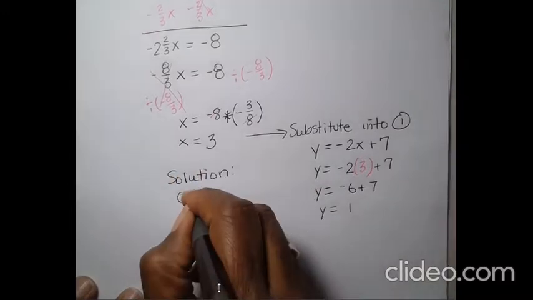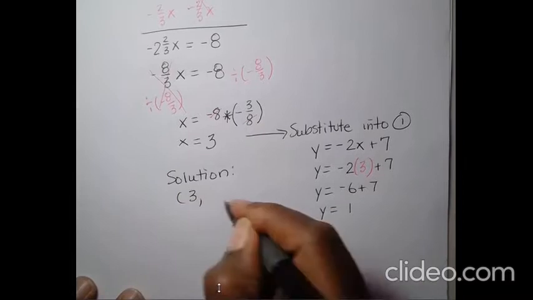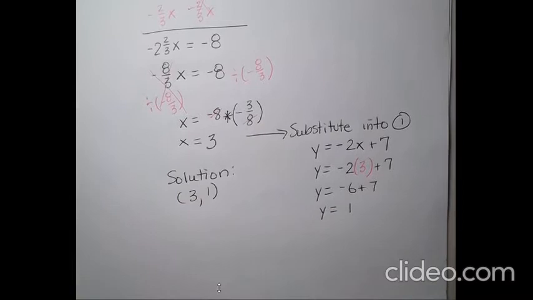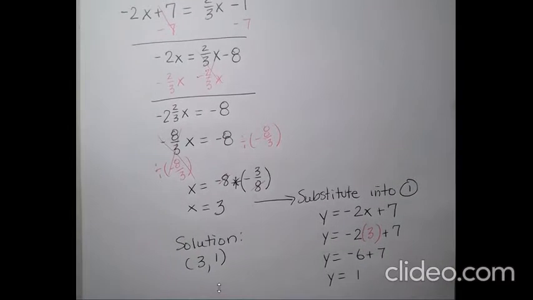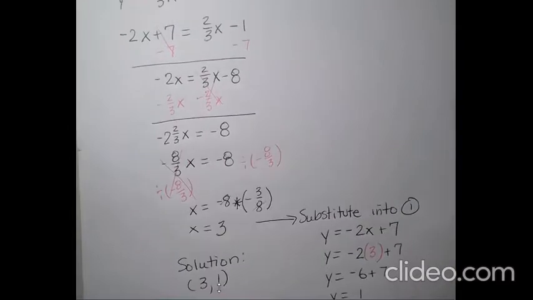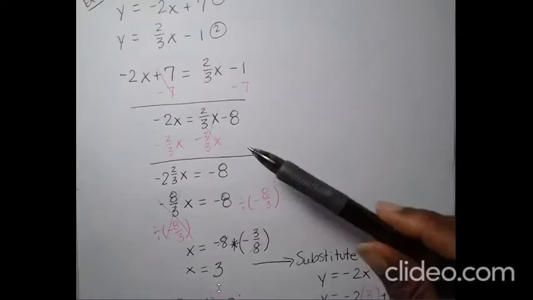We can go back to the original equations at the top to do a check to make sure that 3, 1 makes both these equations true. That's how you check to make sure that you've done everything correctly. Okay?